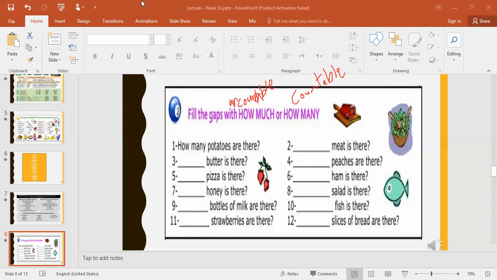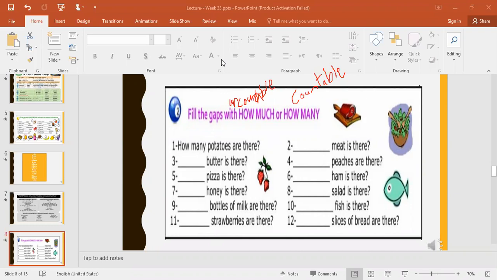Yes, Miss. Come on, Abbas. Number 1 is done for you. Number 2, please, but pay attention that number 2 is next to number 1, not under. How much meat is there? How much? Very good, because meat is an uncountable noun. Thank you, Abbas.